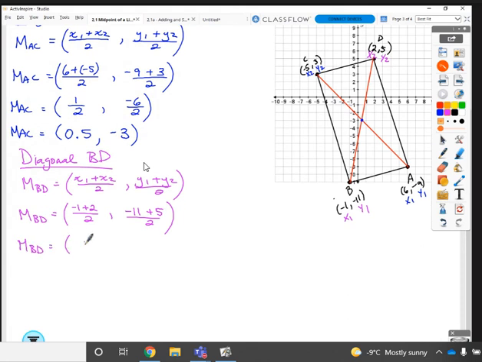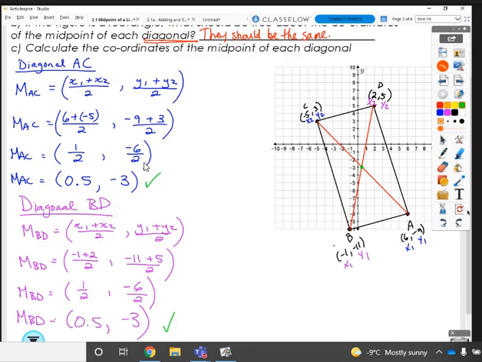So we'll get 1 over 2, comma, negative 6 over 2, which is 0.5, negative 3. Which, if you look, that's the same point, which is great. That's what we're looking for. That's kind of like a good intro of what we're doing here. We're going to do some math, solve for this, solve for that, and then analyze it. We're like, oh yeah, this is good, this is good.